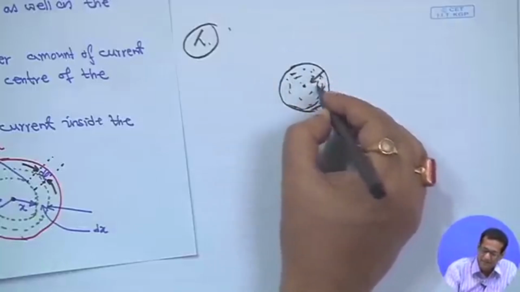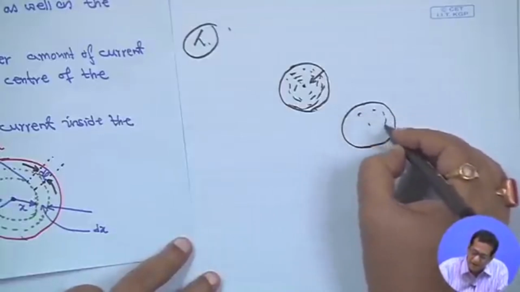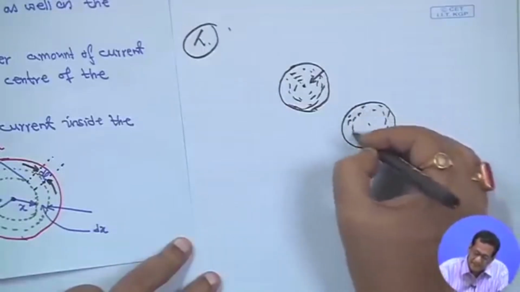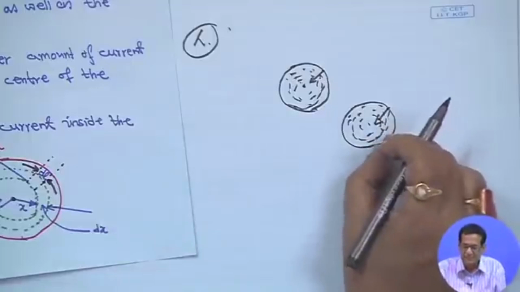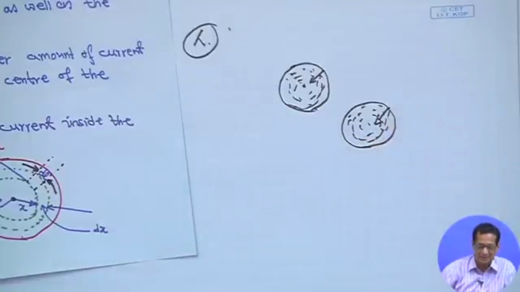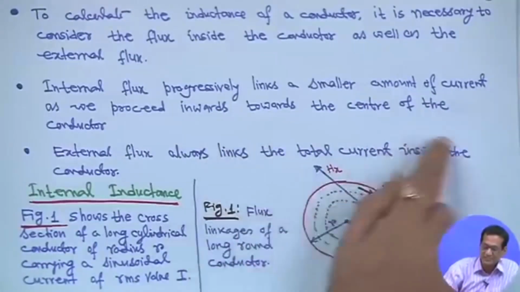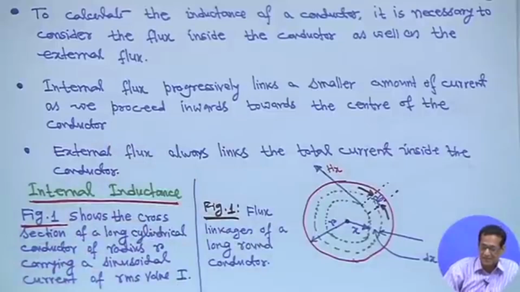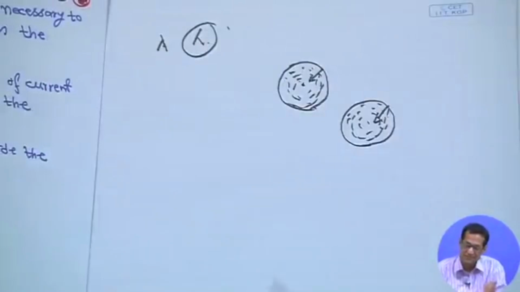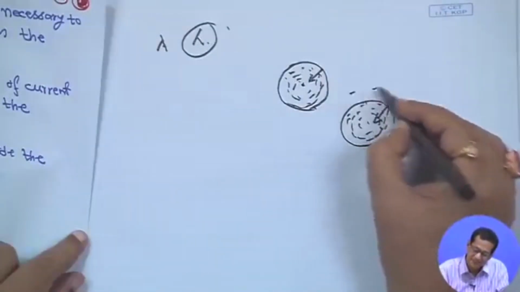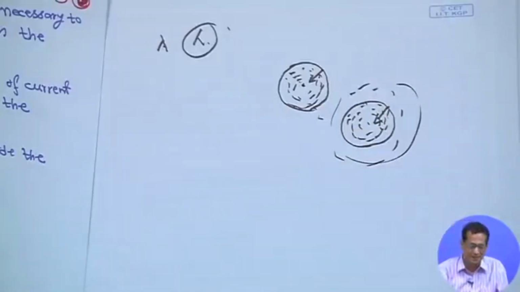Suppose you make all the internal flux lines like this. As you move from here towards the center, it progressively links a smaller amount of current. So, as it is written here, as we proceed inwards towards the center of the conductor. An external flux always links the total current inside the conductor. External flux means the flux outside the conductor. If this is the conductor, then outside the conductor, it will always link the total current in the conductor.